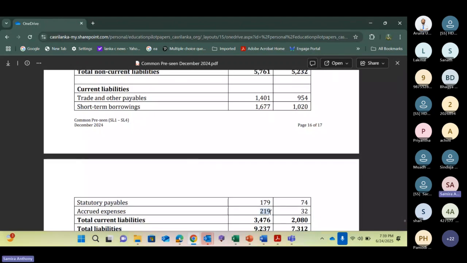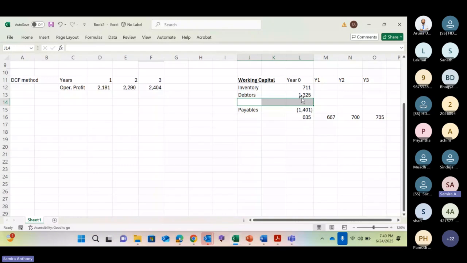Then why do you ignore cash? We believe the cash balance is not stable every year. Some years you have an OD, some years you have a plus balance. Here you have 1 billion cash in hand at the end of the current financial year. That's why they ignore it and consider only these three. Is that clear, Hanifa? Yes, sir.